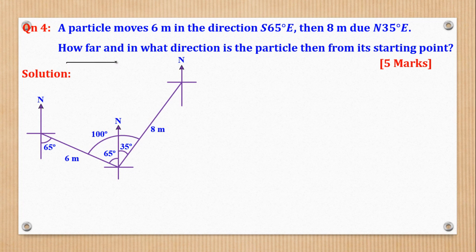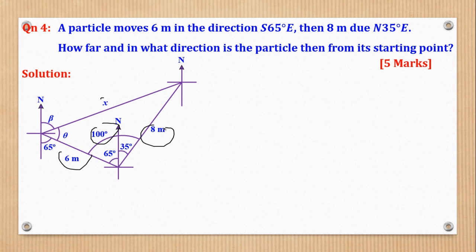Then they said, how far and in what direction is the particle then from the starting point? Meaning, we are going to draw a straight line from start to end and let the distance be x, but they also want the direction, so you have to get beta. To solve this triangle, you need to get an unknown angle inside. That's why you got the whole of this 100. Since this is unknown and this is unknown, I can't use sine rule. Therefore, the option is to use cosine rule because I know this angle and the sides which enclose that angle.